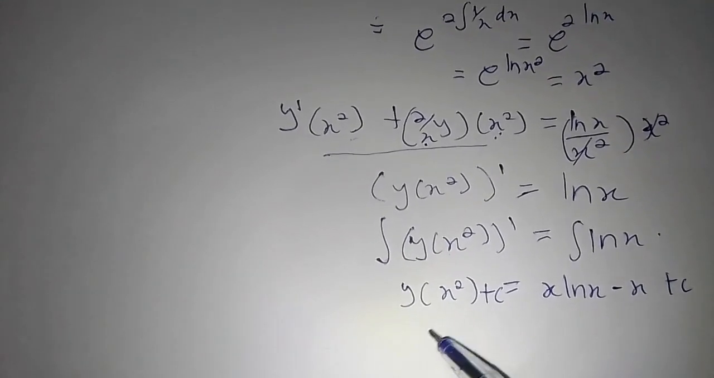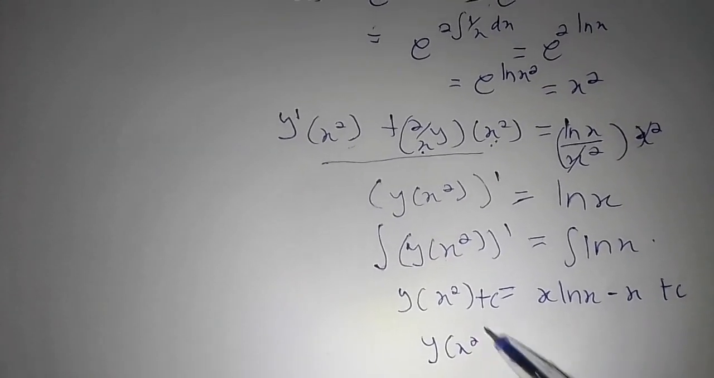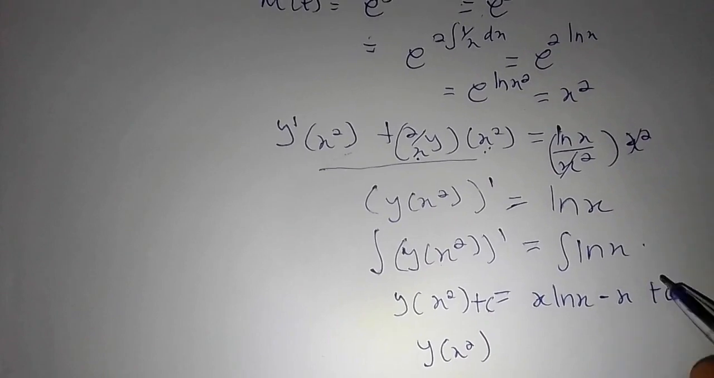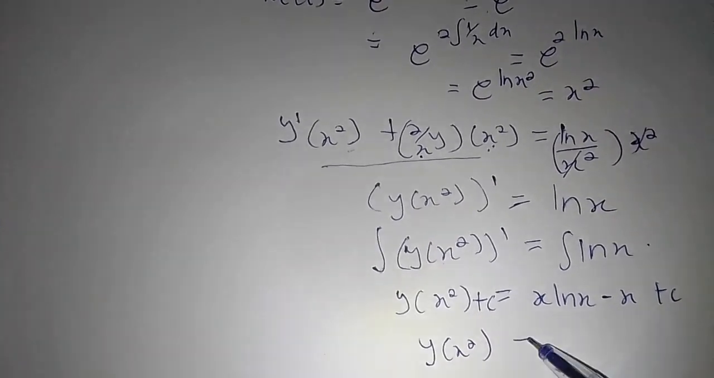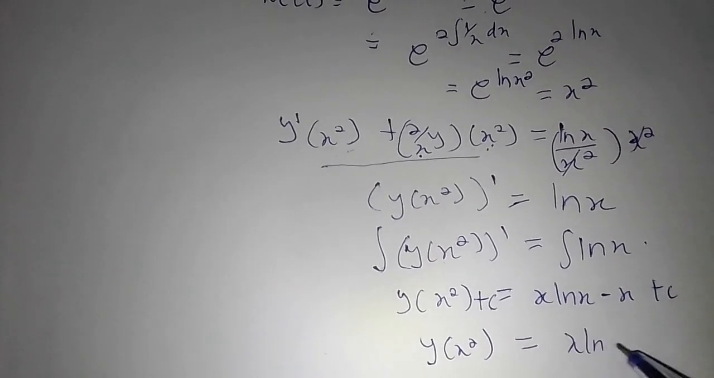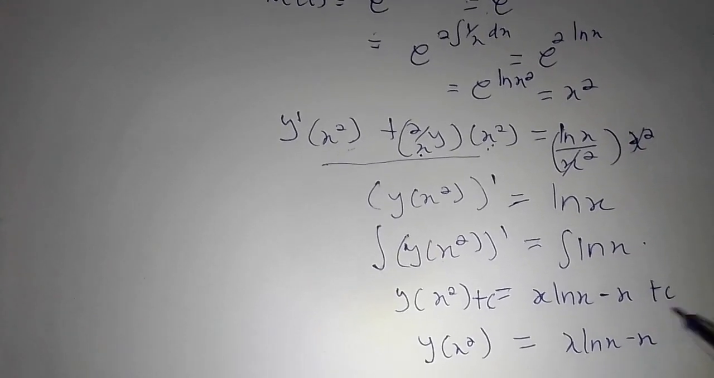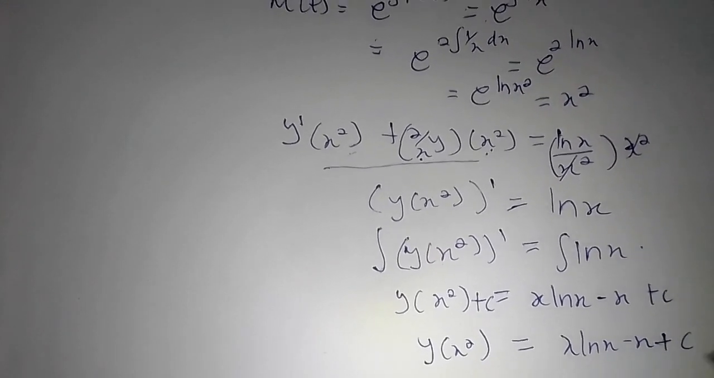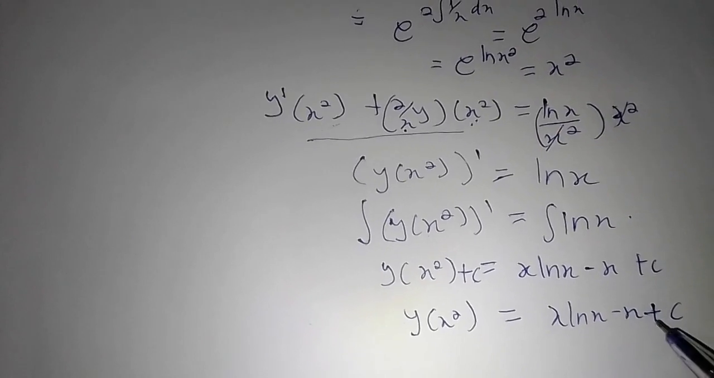So at this point, you have y multiplying x squared, but the plus c will move to the other side. So we are going to get x ln x minus x, but we still maintain a plus c, we do not subtract. So at this point, this is what we are getting.